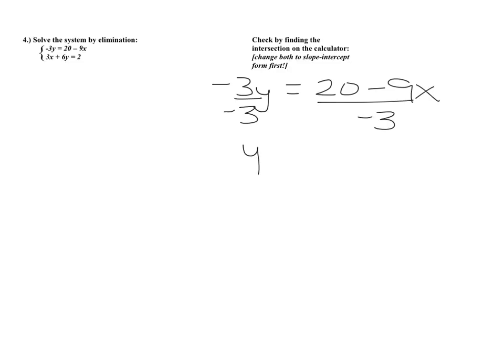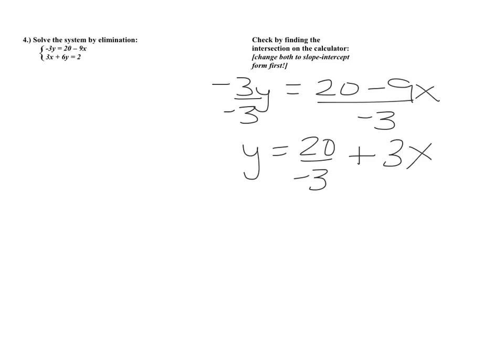All right? So first thing, we're going to take -3y equals 20 minus 9x. And I'm going to put that in slope-intercept form. So I've got to get y alone. So I'm going to divide everything by -3. So I'm going to get y equals 20 over -3 plus 3x. We're dividing everything by -3. And remember, a negative divided by negative is a positive. So that's the first one.